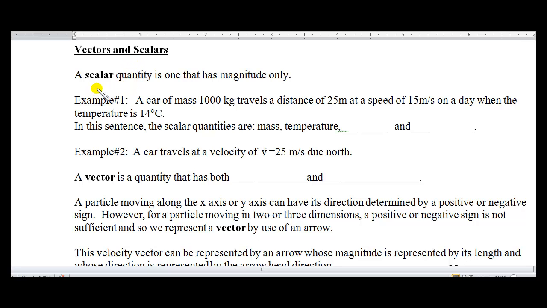First of all, what is a scalar? A scalar quantity is one that has magnitude only. That is, it has a numerical value associated with it. It could also have units attached to it, and that's fine.